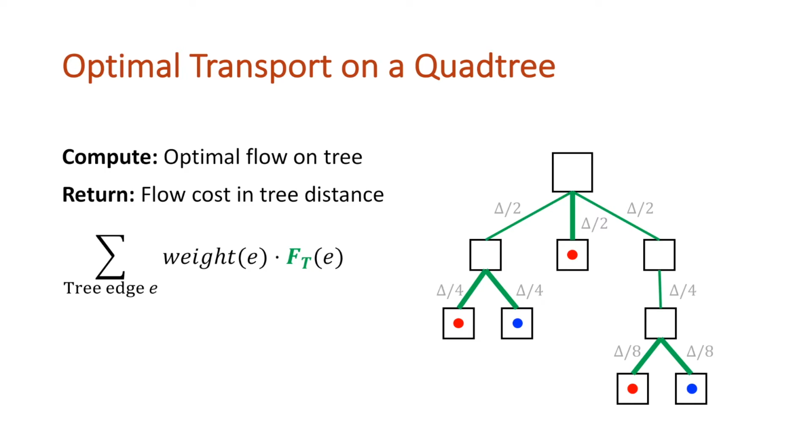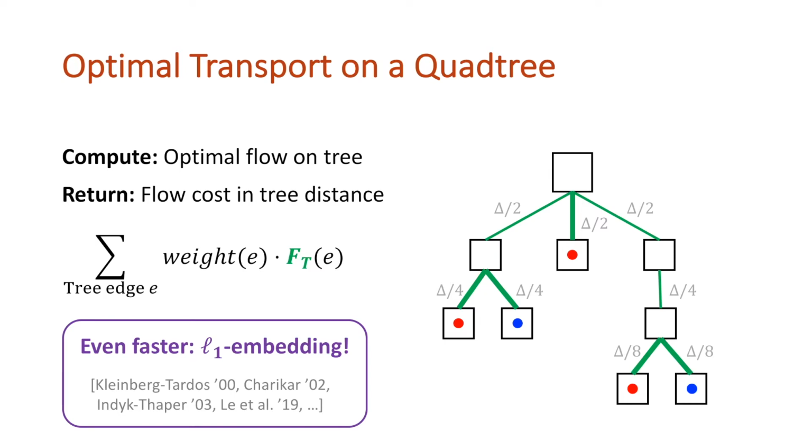And we simply return its value, which is the sum of the flow on each edge times the weight of the edge. So this is already a fast linear time algorithm, but this gets even better. It turns out that using this quadtree, you can define a red vector and a blue vector, and this value of the flow that we return is equal to the L1 distance between those two vectors. So the whole quadtree algorithm for optimal transport reduces to computing one L1 distance between two sparse vectors, which is a very fast operation in practice.